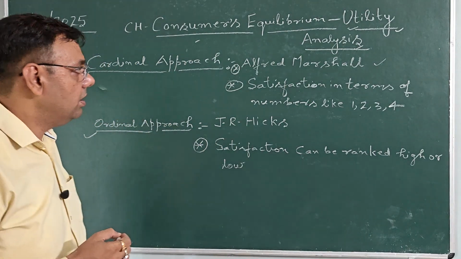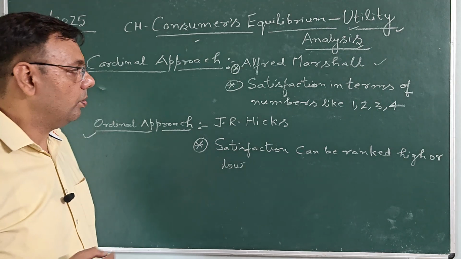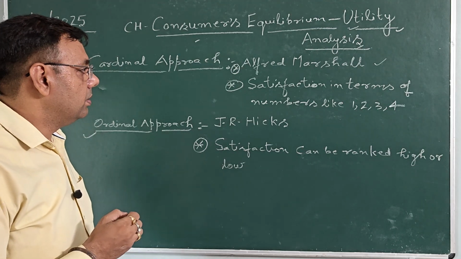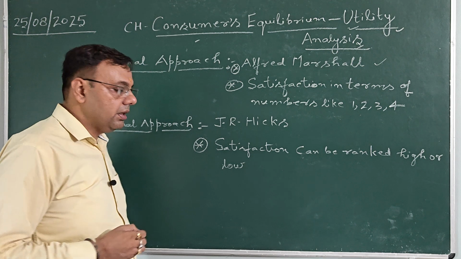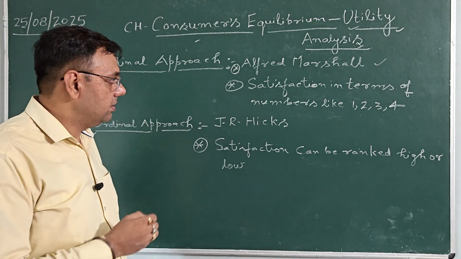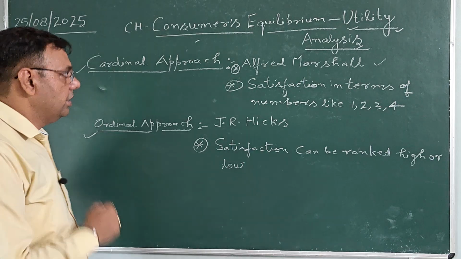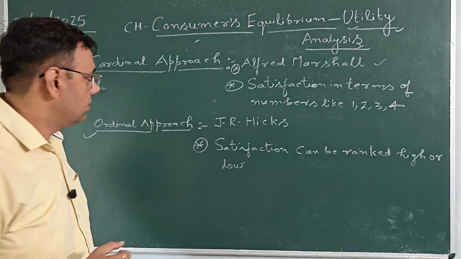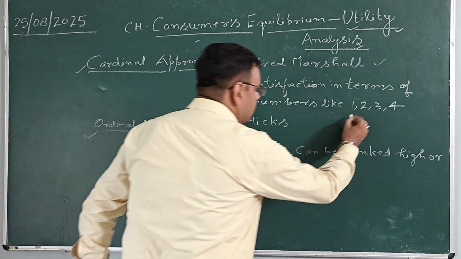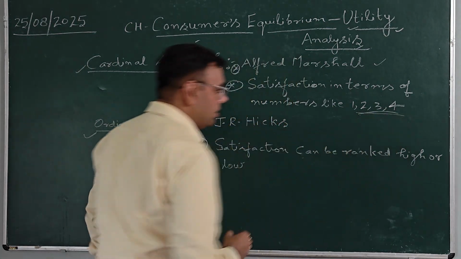Utility refers to the want satisfying power of a commodity. So we can consume 3 units of a slice. It means we are satisfied at 3 utility of a slice. So we express this through numbers.